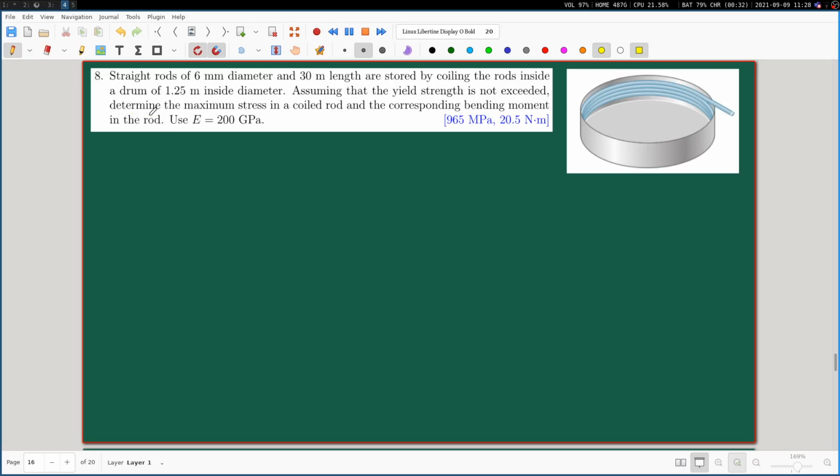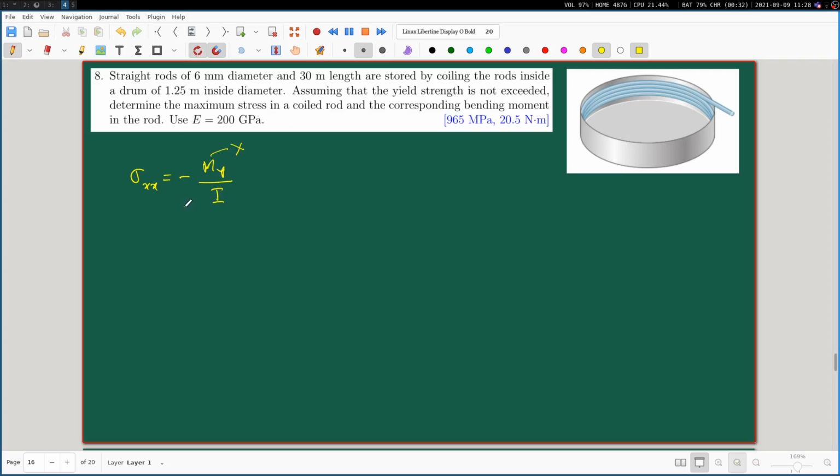We are required to determine the maximum stress in the coiled rod and the corresponding bending moment in the rod. Now the situation here is a little bit different, because in all the other problems the value of the bending moment is provided to us, but here it is not given. So if you were thinking of utilizing this formula, sigma_x = -My/I, well, you don't know this M. Okay, this is not known to us. In fact, we have been asked to find that out.